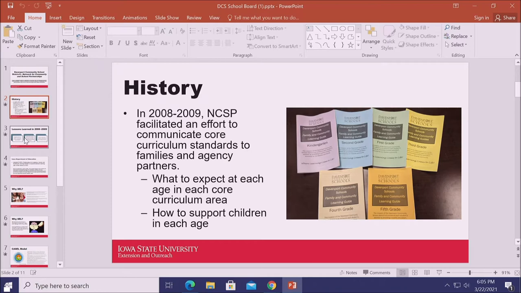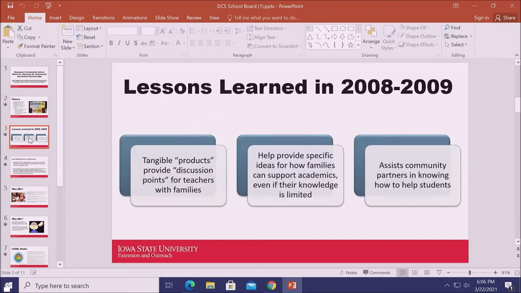It was what to expect at each age in each curriculum area, and then there was a page for each subject matter area for each grade level about how families can support kids in those areas. And we learned some things from that particular process. We learned that if we put a tangible product in the hands of teachers, they will have that conversation with families. That was a really good outcome that we weren't necessarily expecting, but it was a nice surprise. We also learned that we could help provide specific ideas for how families can support academics, even in situations where families' personal knowledge is limited.